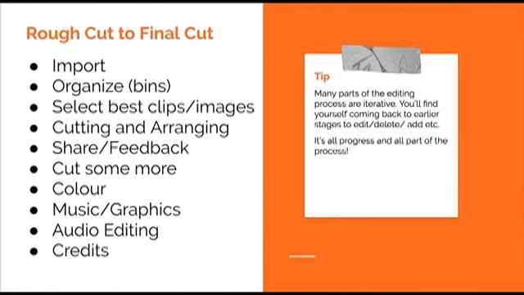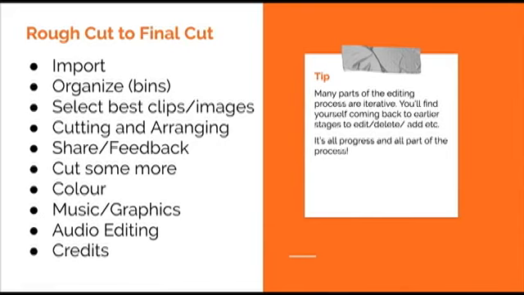Next, I'd like to talk a little bit about how to go from a rough cut to a final cut in the editing process. This is a little bit of an outline of a typical editing order, but again, as the tip says on the right, many parts of the editing process are iterative, and you'll find yourself coming back to earlier stages to edit, delete, add, etc. So the first thing you'll do is import or ingest your footage. Basically anything you've recorded from your phone or any archival footage that you've found online that you'd like to use, you're going to input into the editing software.